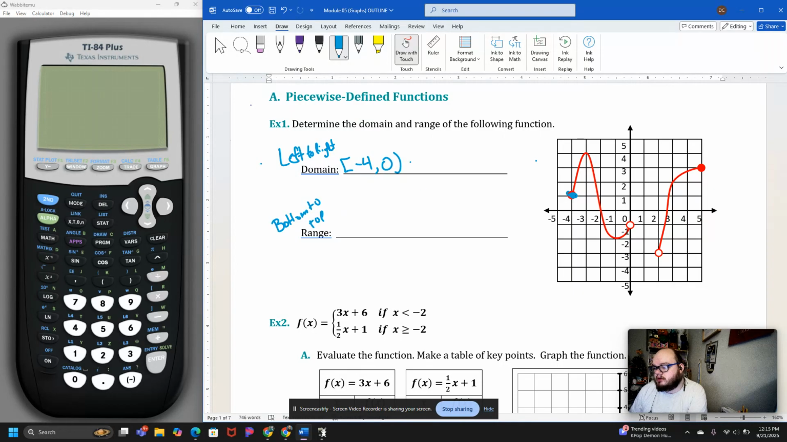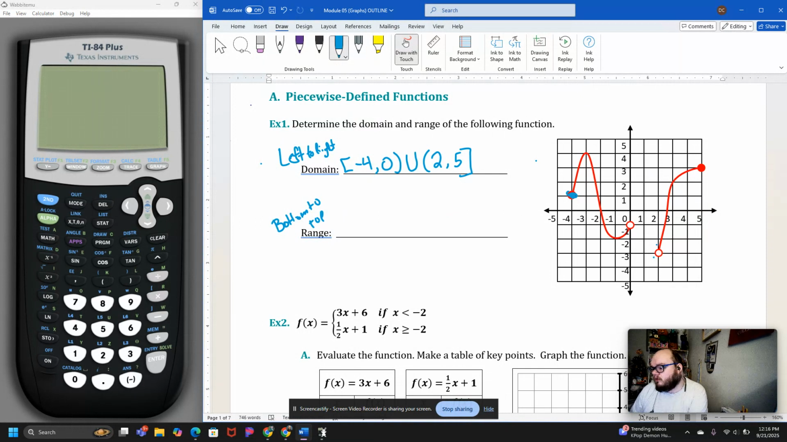So I'm going to union, or bring it together, with 2, again using a parenthesis because that 2 is an open circle. It goes all the way to 5, and 5 has a closed circle, so that needs a bracket. So that's my domain.